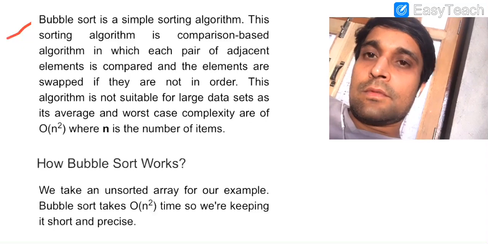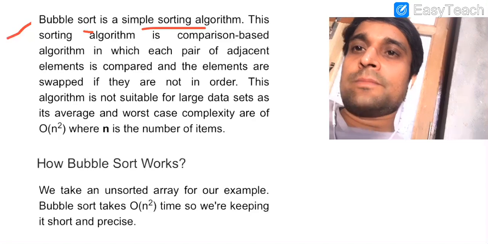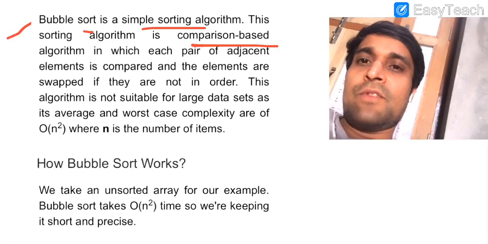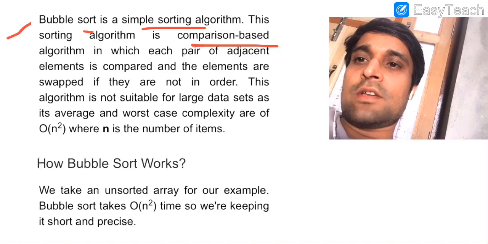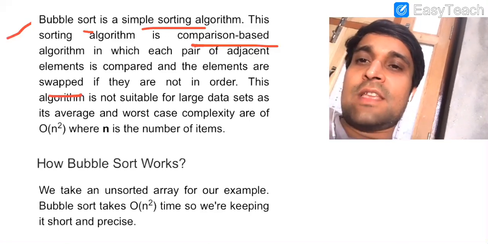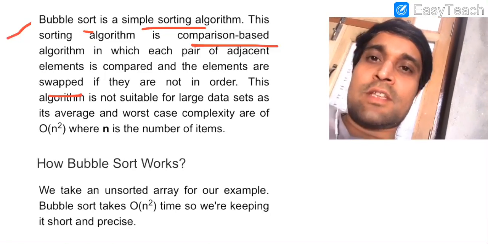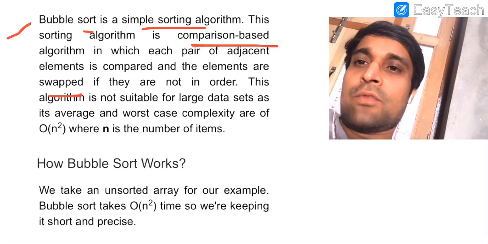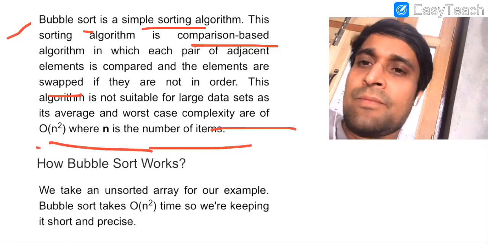Now, first we are going to discuss bubble sort. Bubble sort is a simple sorting algorithm, and it is a comparison based algorithm. In this, we compare adjacent pairs of elements, and if they are not in their specific order, then they need to be swapped, otherwise they remain in their positions. It is basically used when the number of elements in the list is small, and it is not suitable for large data sets. Its average and worst case complexity is O(n squared), where n is the number of elements in the list.